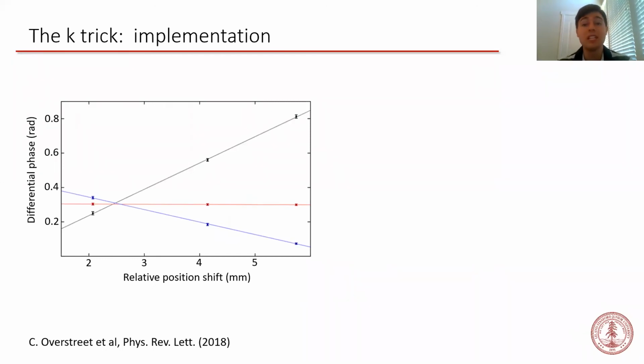With a dual species interferometer, we investigated how well the K-trick works experimentally. This plot shows the differential phase as a function of the position difference for 3 different frequency shifts of the middle pulse zone. So black is 0 megahertz or standard interferometer, no frequency shift. Blue is 510 megahertz, and red is 343 megahertz.